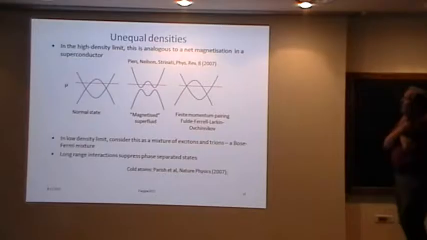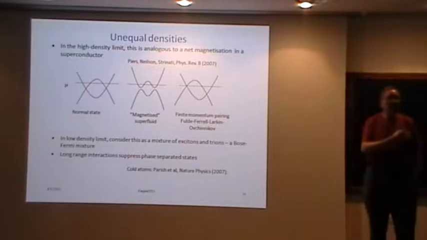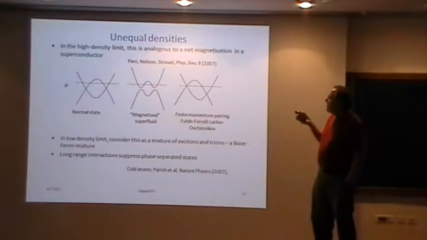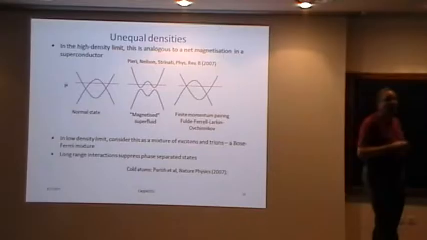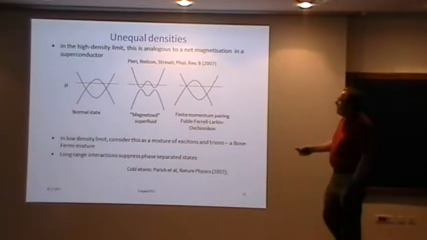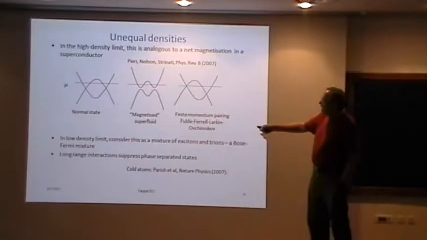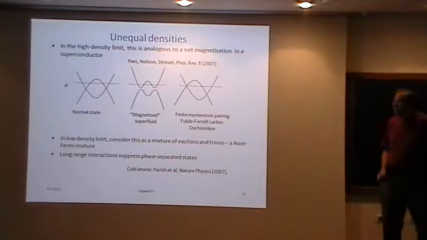Everything up to this point has just been about equal densities. What happens if you have unequal densities? What happens if you have more electrons, say, than holes? Then you face a problem which is very closely related to Fermi being a superconductor. And the reason being is that, so here are my two bands. This is the electron band, this is the hole band, and I've got unequal densities by putting the chemical potential in the wrong place.